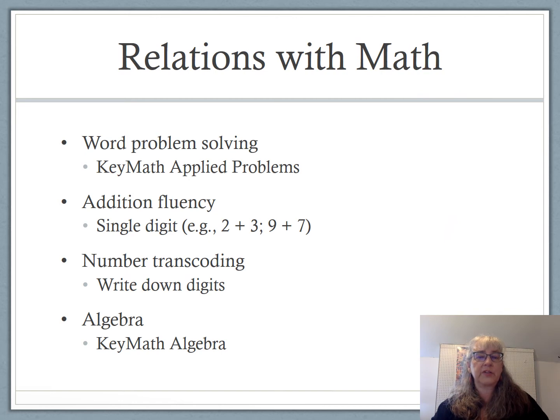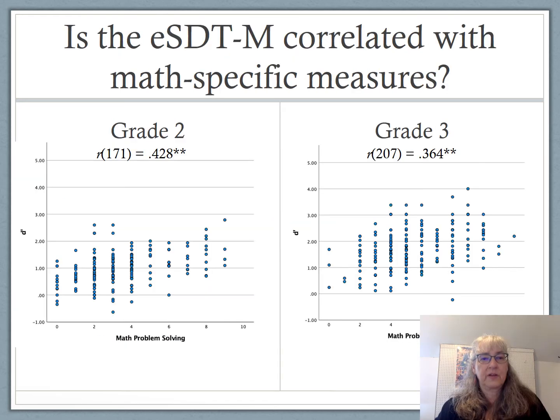Next, we looked at the relations between other math measures and the measure of math orthography. I'm going to talk about four outcomes: word problem solving, addition fluency, number transcoding, and a measure of algebra, or really pre-algebra knowledge. As shown here, in both grade 2 and grade 3, math orthography D prime score was correlated with performance on the math problem solving measure. It was also correlated with performance on all the other math measures as well. I'm not going to show you all those correlations, but as many of us have found in multiple studies, there are a lot of interrelationships among math measures.